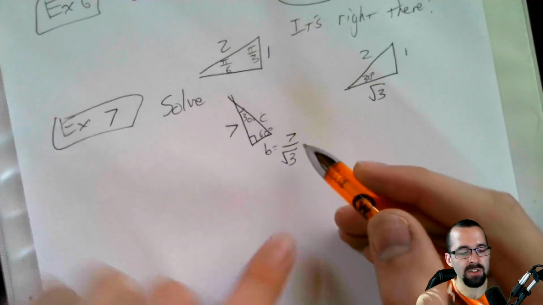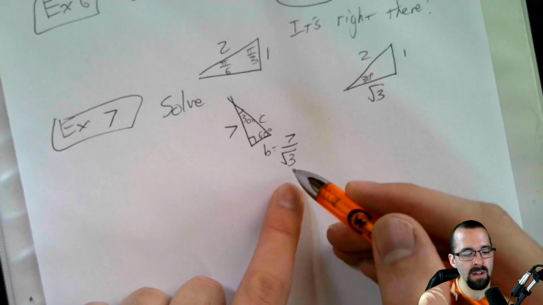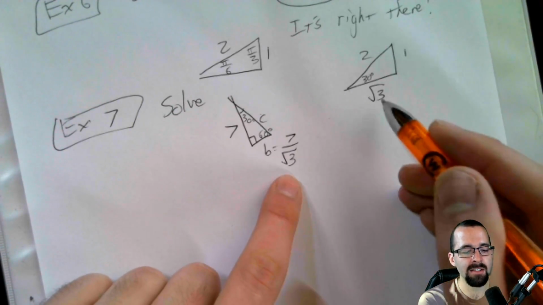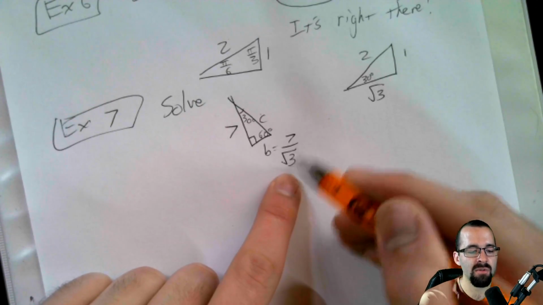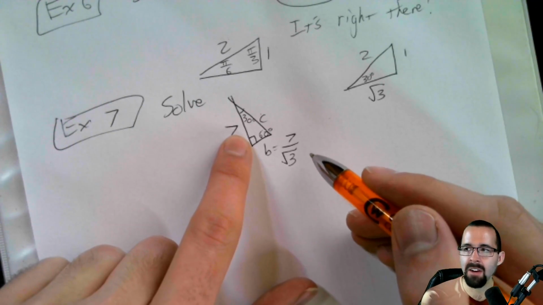So be very careful here. Short side is 7 divided by root 3. So the long side is the short side times the square root of 3. And yes, if you multiply this by the square root of 3, they cancel and you get 7. So we know we did it right.